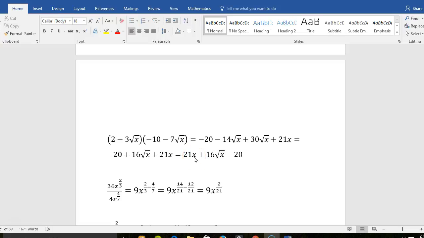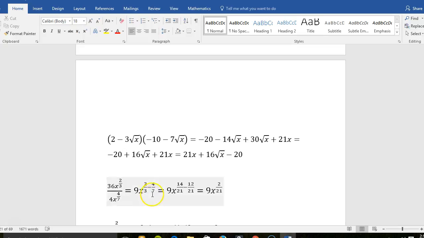Hello again. Let's look at some more examples. Let's say we've got 36x to the 2/3 over 4x to the 4/7. Now what you do is you divide 36 by 4 and you get 9. Now by the laws of exponents, you have x to the power of the top exponent minus the bottom exponent.